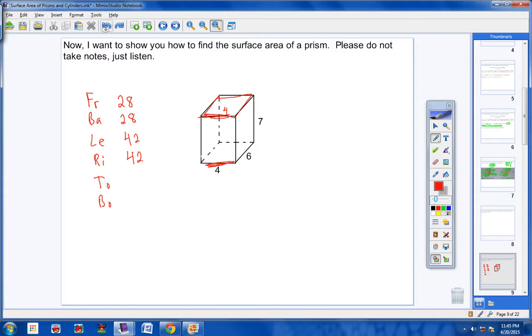So the area of the top of the prism is going to be 24, 4 times 6, and the bottom will be the same as the top, so also 24. Now add all of those up, and we get what? Sorry about that. We get 16, 20, 24, 28, carry my 2, 2, 4, 6, 8, 10, 14, I think 188.